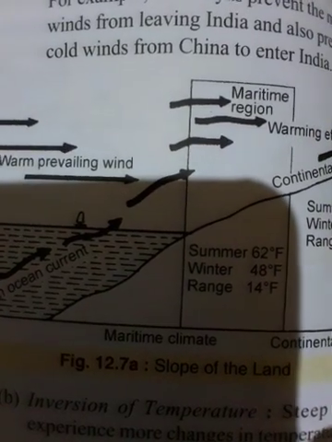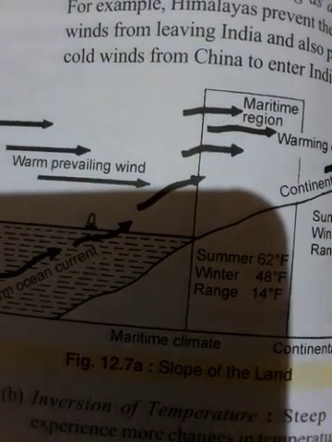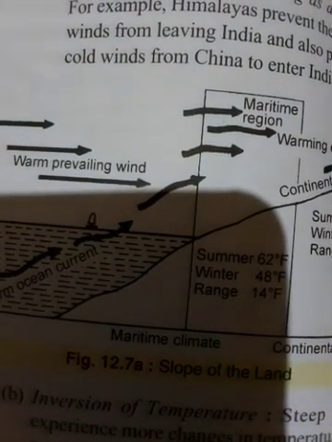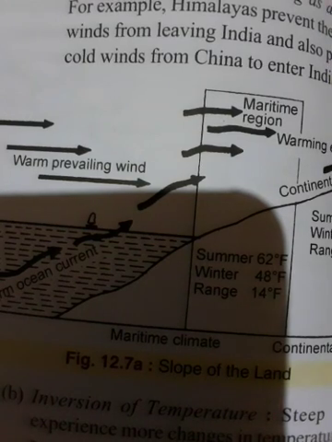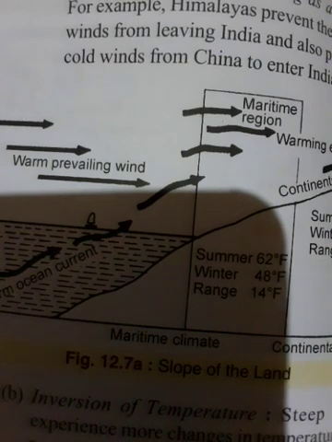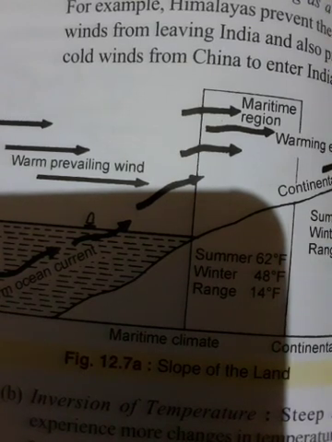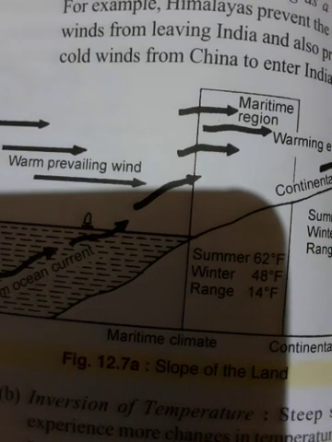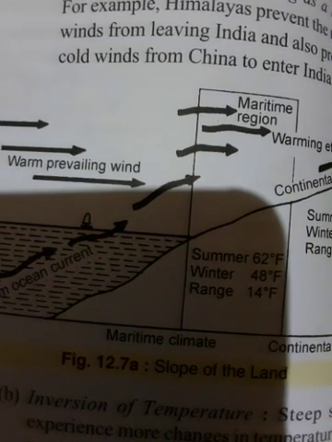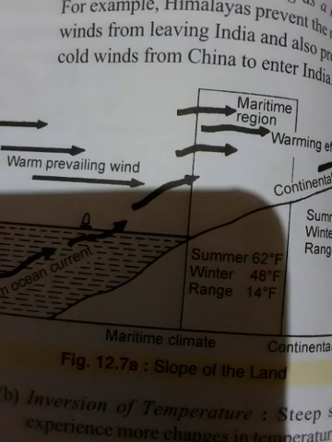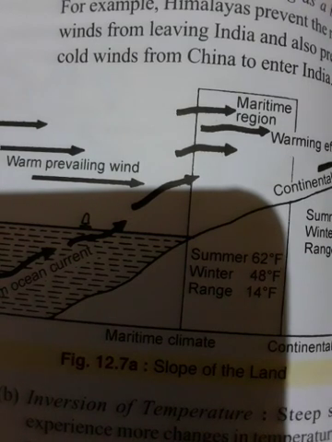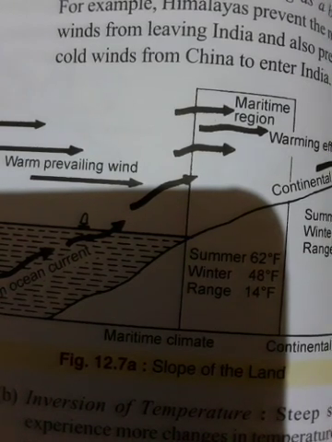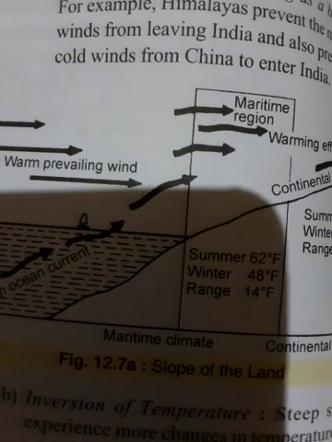Normally, temperature decreases with height, but in some areas and during certain periods, temperature increases with height in the atmosphere. This is called the inversion of temperature. It occurs during the winter season over India.